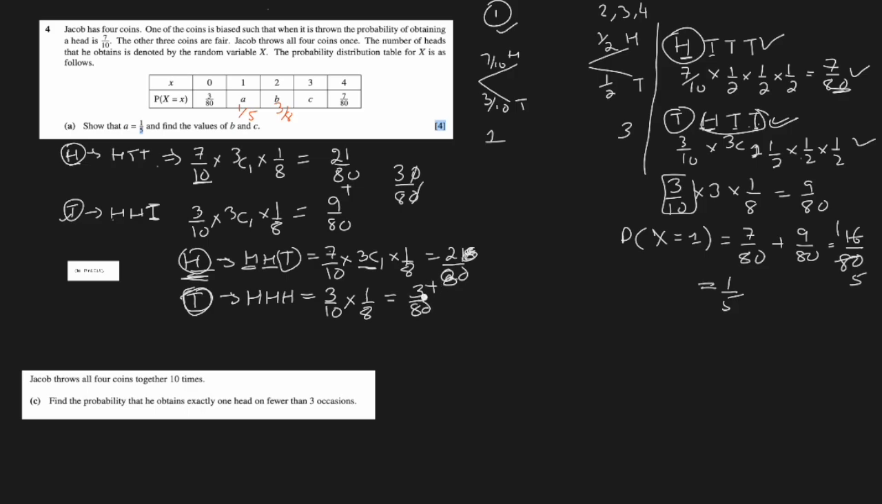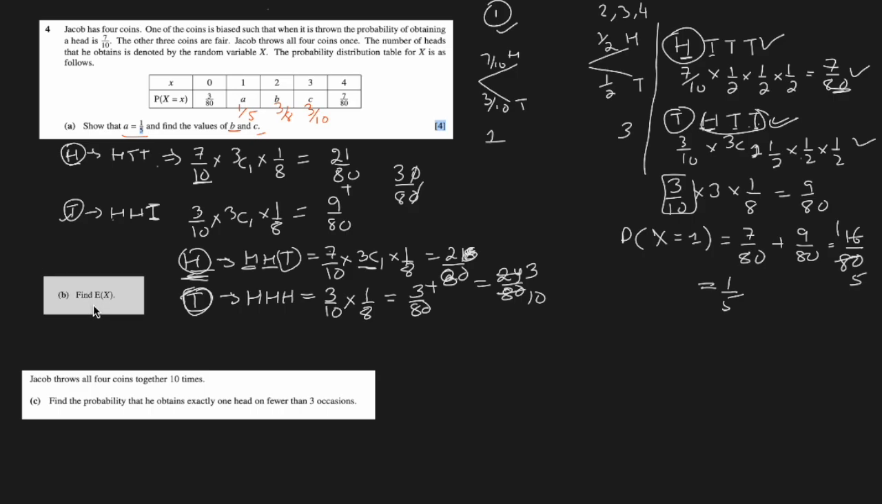Now add these two. We get how much? 21 plus 3, 24 over 80. And we can divide by 8. 3 over 10 is the probability of getting exactly 3 heads. We have completed the table. We have shown A and B and C. We found the values. Okay, what is the next question?